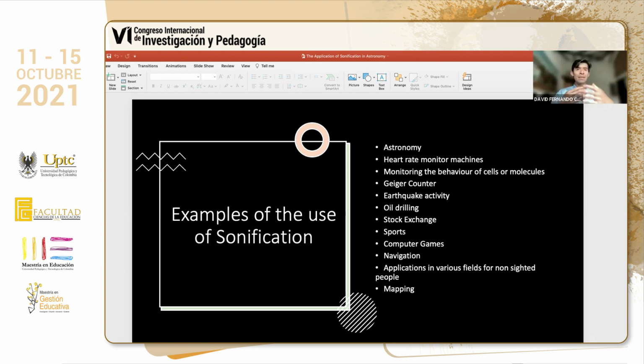This is of course, they're masked one behind the other. That's it, yes. Sound is masked by the other. And I guess these little details are very important when it comes to sonification in astronomy, in earthquake activity.